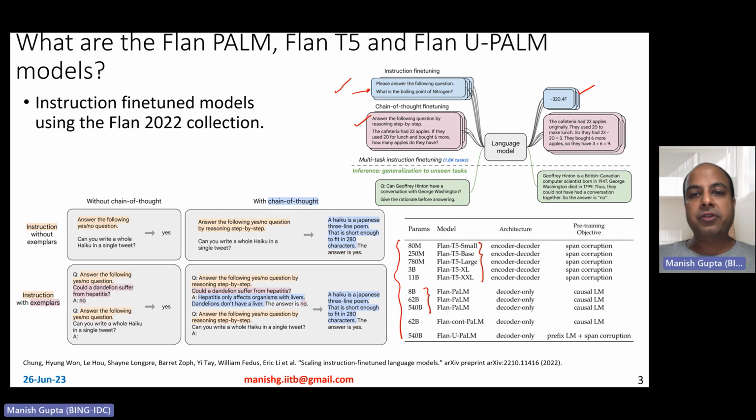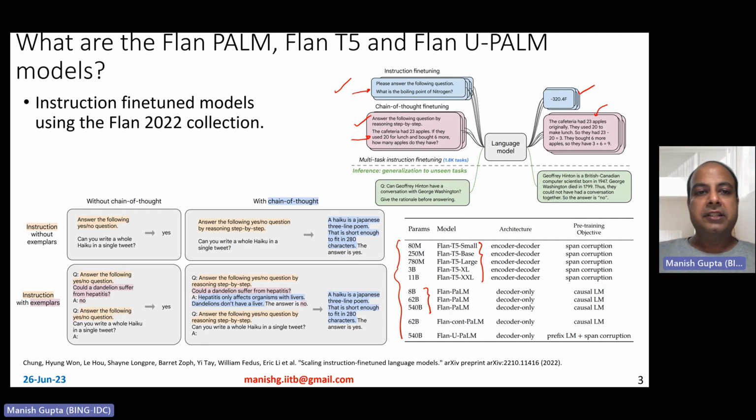Chain of thought fine-tuning basically means you ask the model to answer the question by reasoning step by step. So you ask the question: the cafeteria had 23 apples. If they used 20 for lunch and bought 6 more, how many apples do they have? Now, the direct answer here would just be 9, but a chain of thought prompting situation comes up with this kind of answer. The cafeteria had 23 apples originally. They used 20 to make lunch, so they had 23 minus 20 equal to 3. They bought 6 more apples, so therefore it is 3 plus 6, 9.